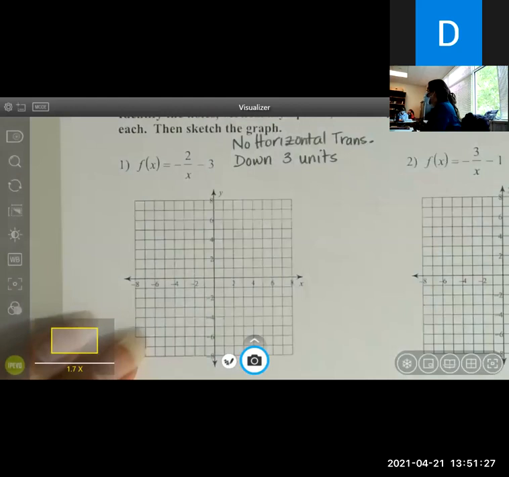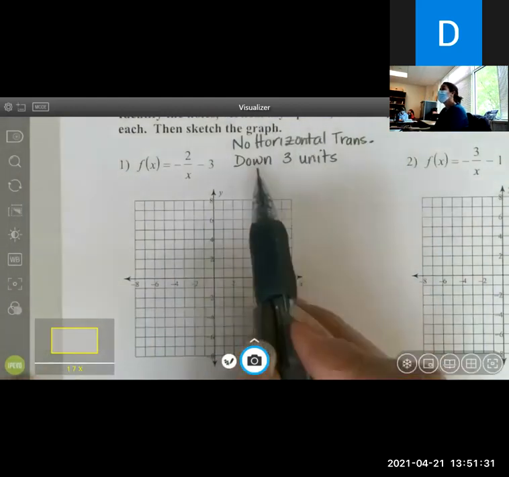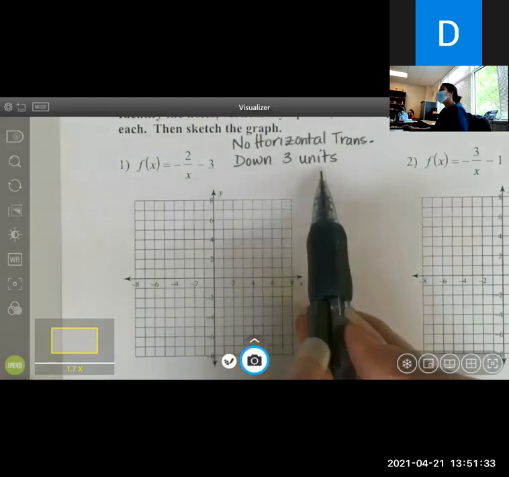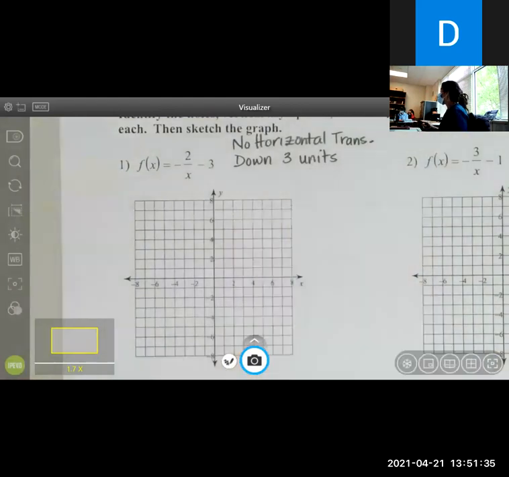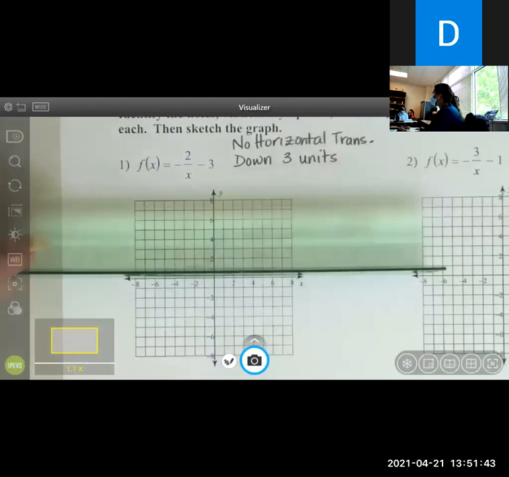So when you have determined what your horizontal and your vertical movement is, you are going to go ahead and draw your asymptotes, okay? So I know my initial parent function said that my horizontal asymptote is right here at y equals 0.